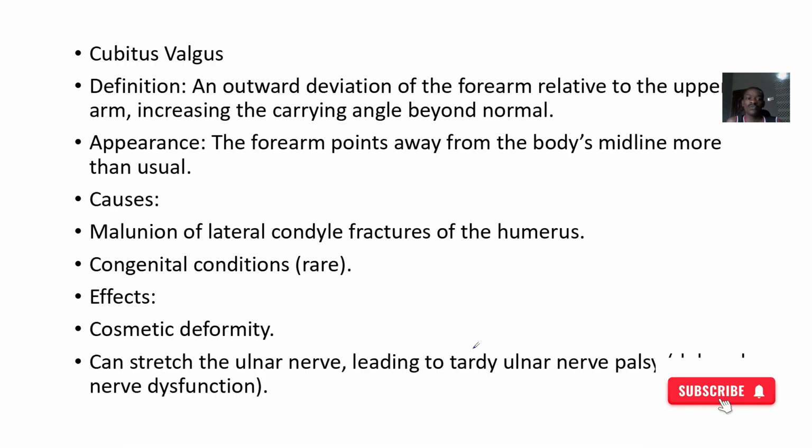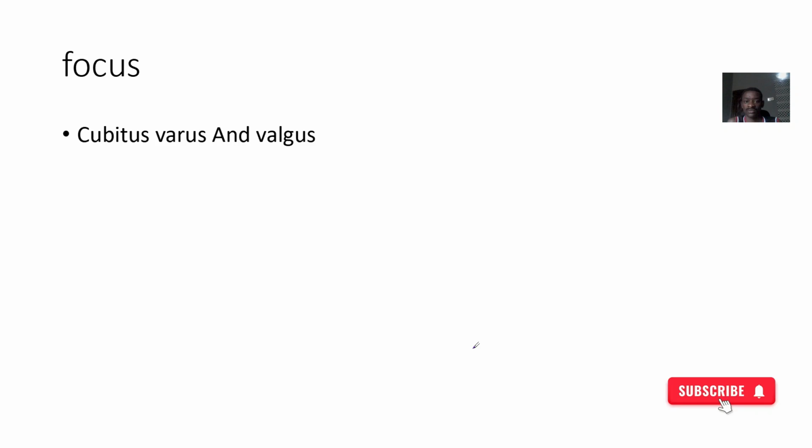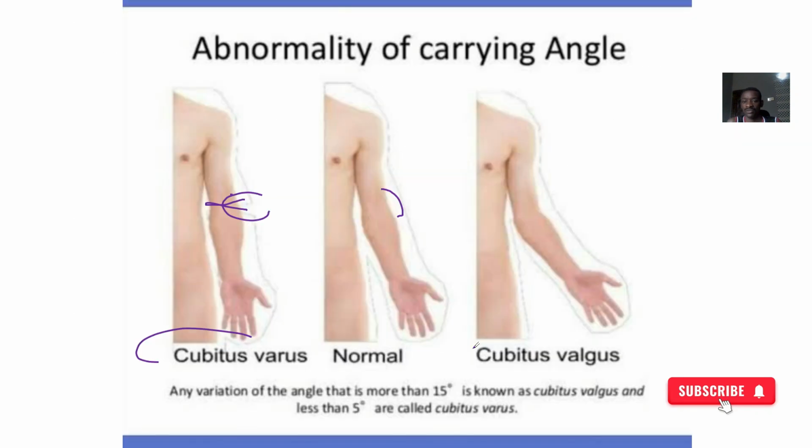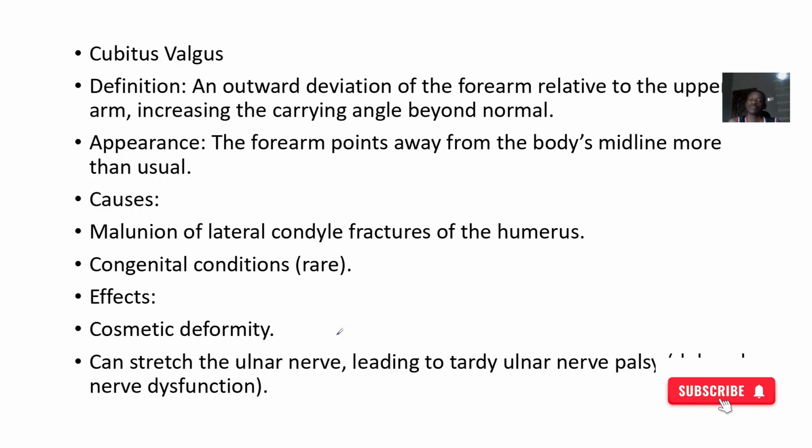Okay, now moving to the next is Cubitus Valgus. So Cubitus Valgus is just outward deviation, right? See, the carrying angle is increased too much. You get it? So Cubitus Valgus is an outward deviation of the forearm relative to the upper arm. This increases the carrying angle beyond normal. So the forearm points away from the body's midline more than usual.